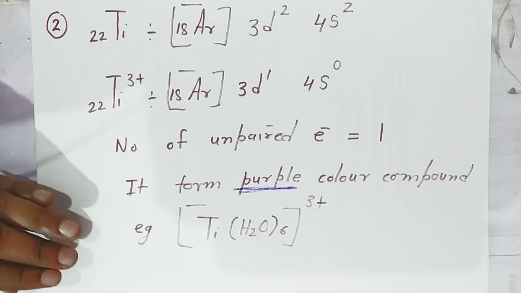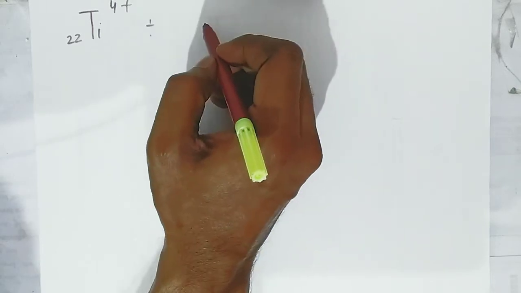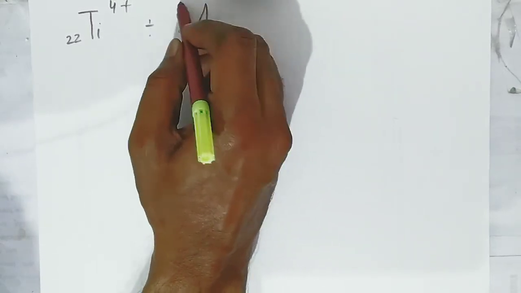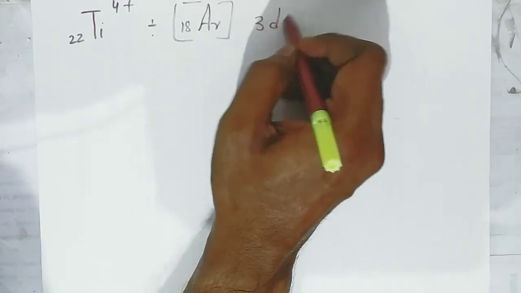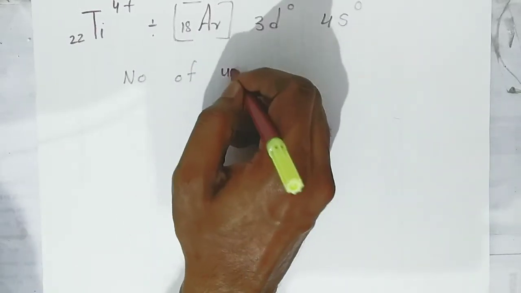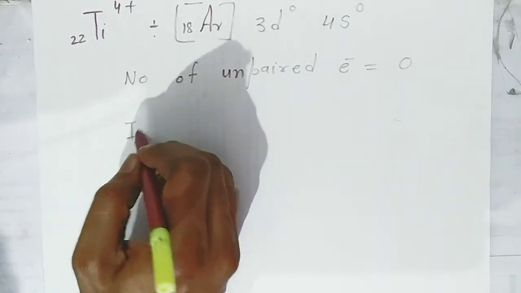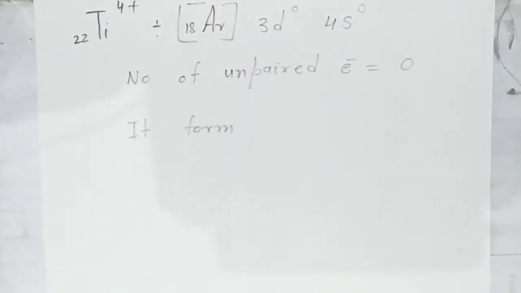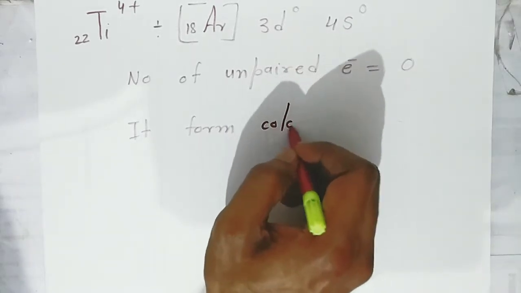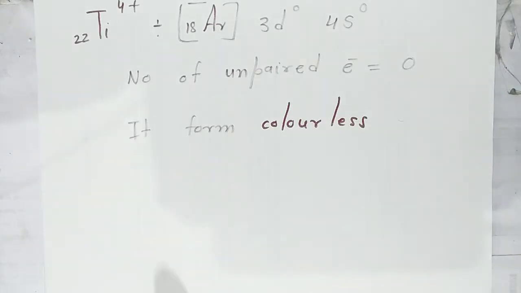Now titanium, students, also forms titanium 4+. Same titanium is also forming titanium 4+. Titanium 22, 4+. What will be the electron configuration? All the 4 electrons will participate in the bonding. That means after the formation of the compound, there are 0 electrons present in the orbitals. So the number of unpaired electrons is 0. That means it forms a colorless compound. This is about titanium 4+.